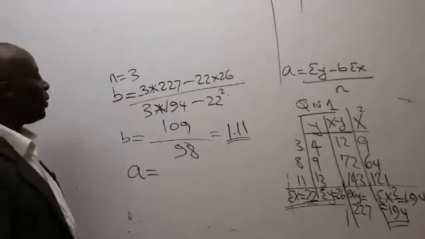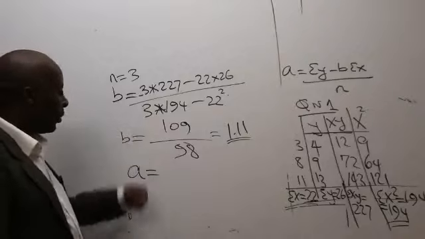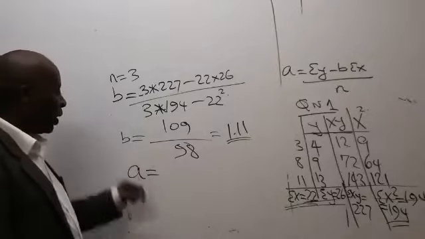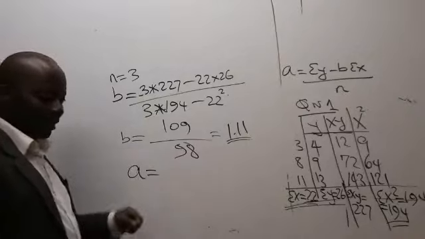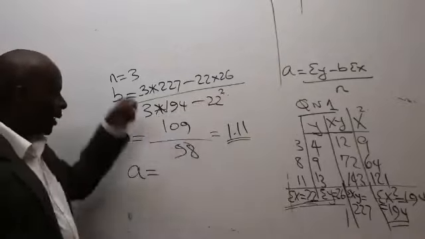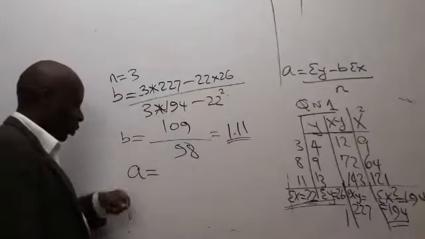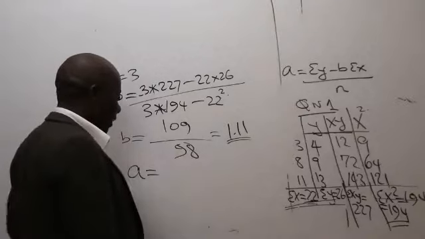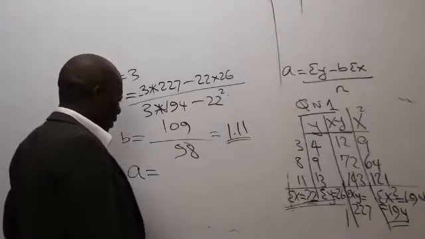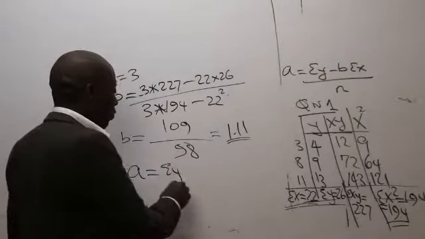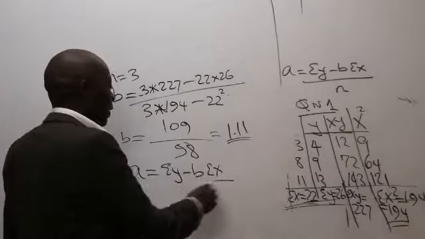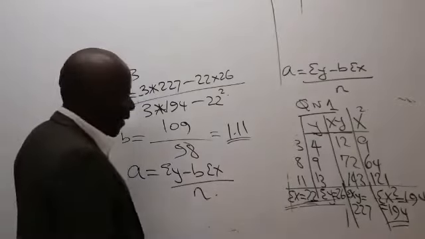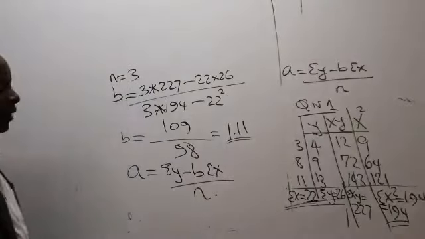For the sake of putting these figures in my memory, what I normally do with these formulas is keep on reciting them. I know the formula is there, but I would still rewrite these formulas as a student myself so that they become part and parcel of me. So A will be summation of y minus B summation of x, everything to be divided by n.